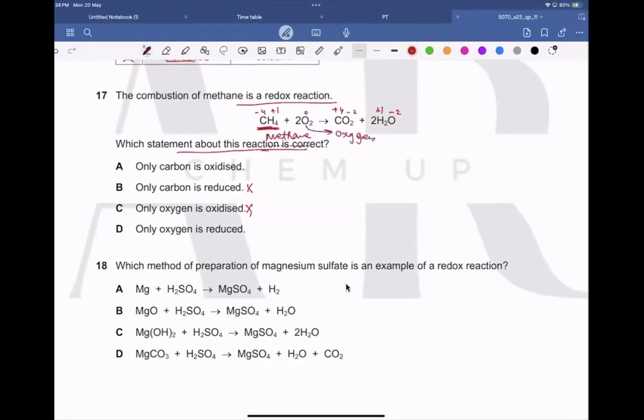So if you see collectively, the compound methane is being oxidized, and in methane the carbon is oxidized. So if we say only carbon is oxidized, it is going to be considered incorrect. So the correct answer would be D, because it's only oxygen which is actually reduced. Is this clear?